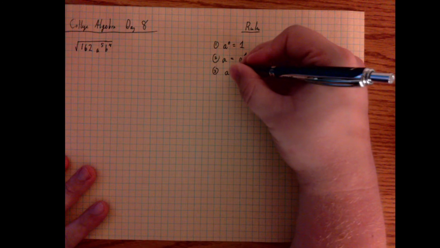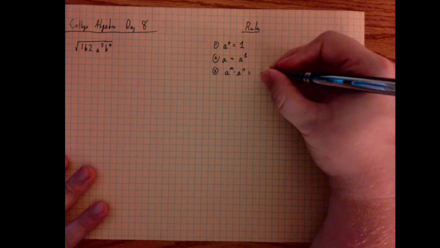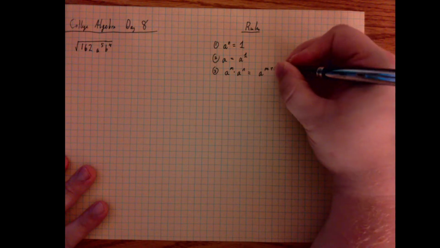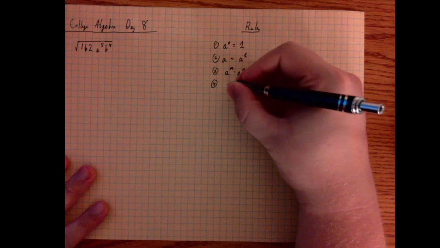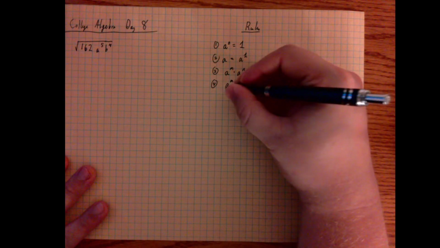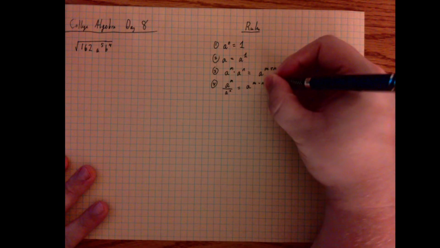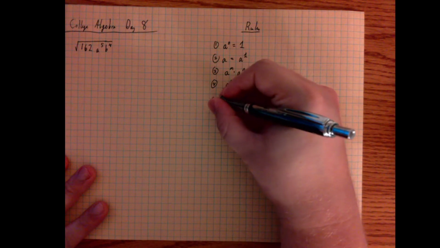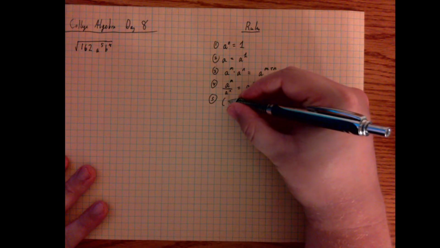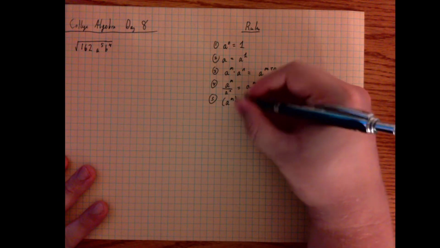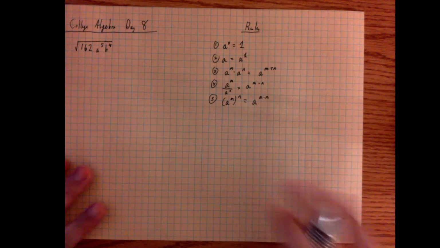If they have the same base and you are multiplying them, you may add the powers. If they have the same base and you are dividing them, you may subtract the powers. And if they are inside a radical, I guess they don't need to say base, do they? A to the m to the n, you may multiply the powers.